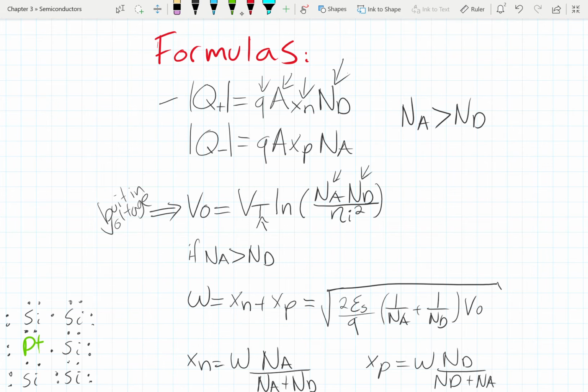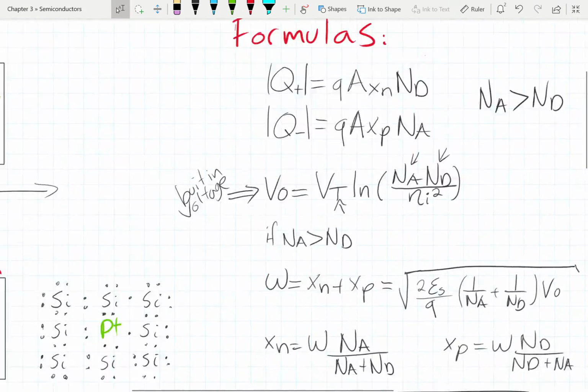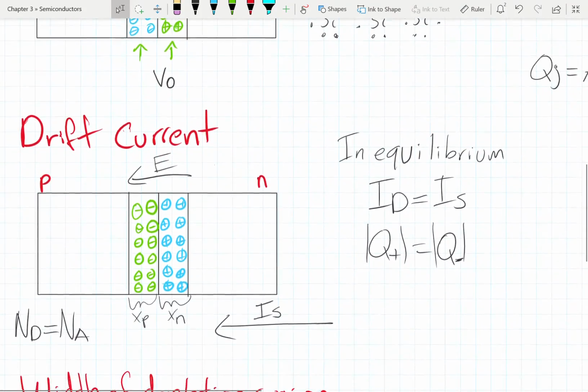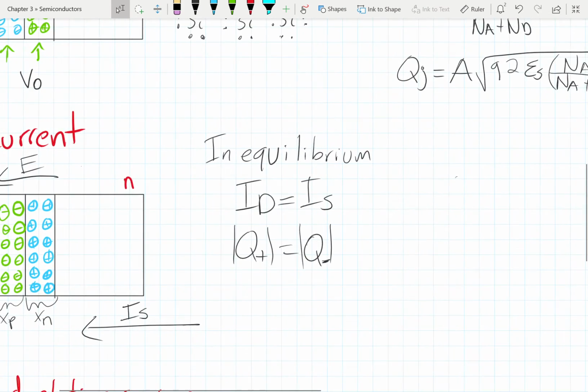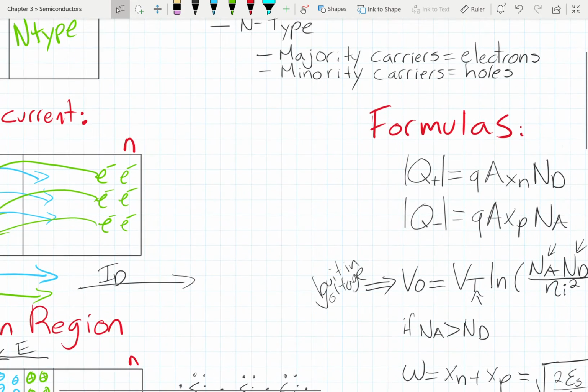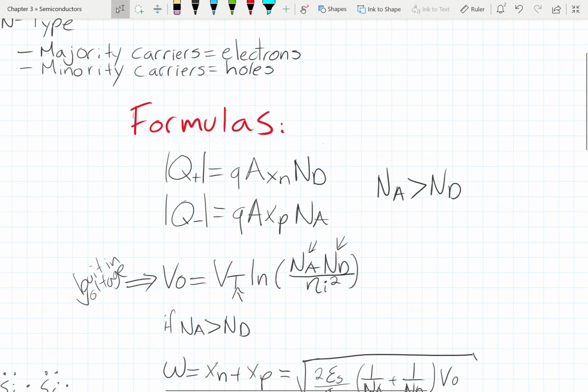So that's the formula for charge, and remember they're equal. But let's see what happens. The previous case was that the concentration of donors was equal to the concentration of acceptors, but what happens to that width if we make a more realistic case where the doping concentration of acceptors is greater than the doping concentration of donors?